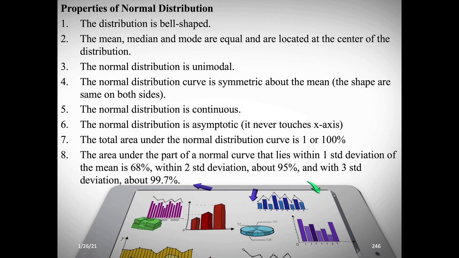This is the reason why we still have some defects in Six Sigma. If you can recall, we have 3.4 something defects per million opportunities, DPMO.